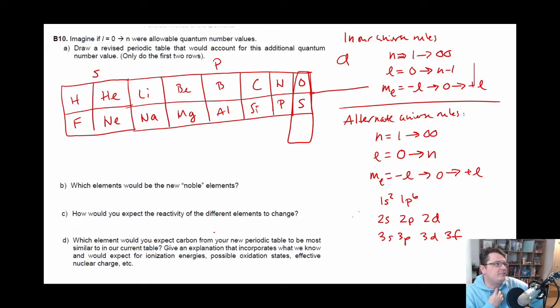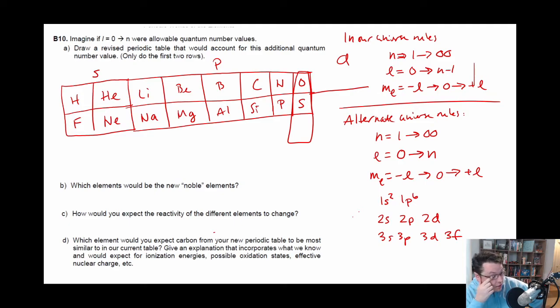How would you expect the reactivity of the different elements to change? What were previously noble elements, helium and neon, now suddenly would have some type of reactivity. They would probably be very similar to the alkaline earth elements in our universe, because they could easily lose 2 electrons to form a 2+ ion that could then interact with something. Oxygen and sulfur now become the noble elements, so you would expect those to be relatively unreactive. So you would expect those changes to happen.